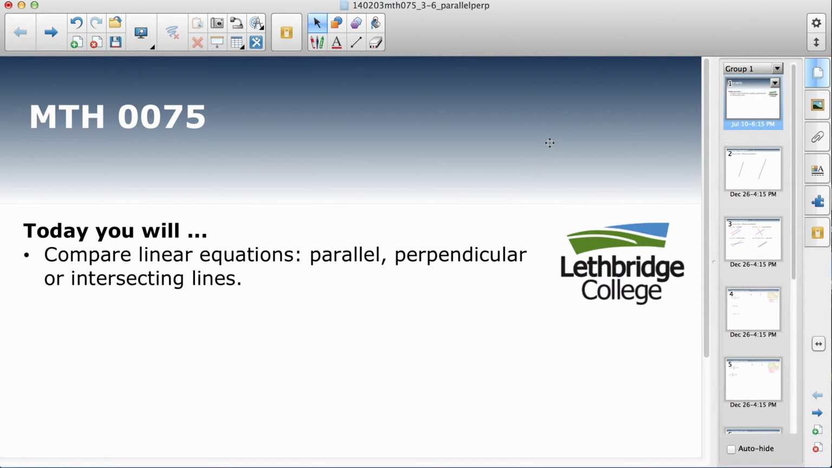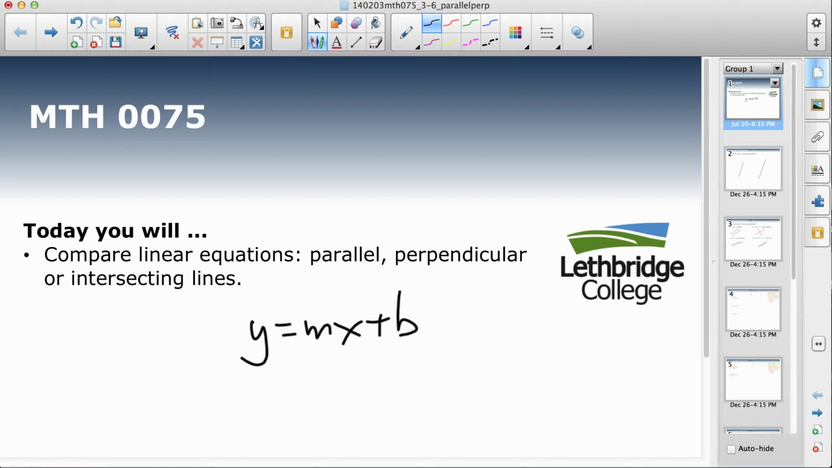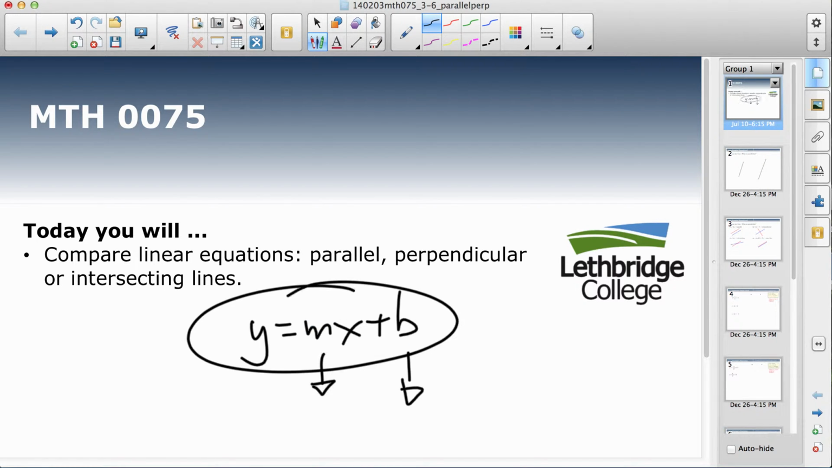Okay, in this video we are going to look at comparing linear equations. So we're going to look at parallel lines, perpendicular lines, and intersecting lines. We have already looked at an equation like this. We've identified that this is the slope and this is the y-intercept. But now we're going to take one equation and compare it with another one.